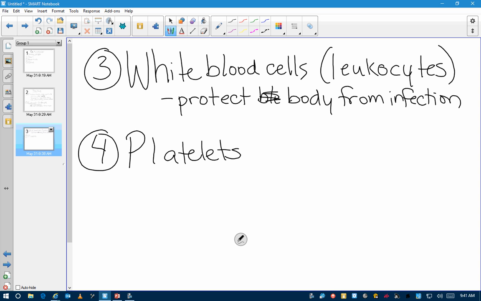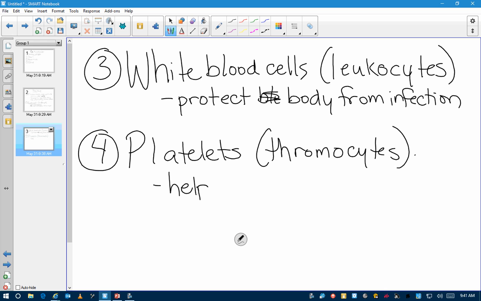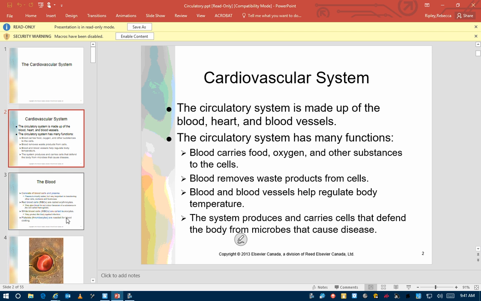Platelets, yeah. So thrombocytes is the other word for this one. Does anybody know what platelets are good for? Clotting. Helps to clot blood. Okay. So I have a couple of pictures. So far, so good.